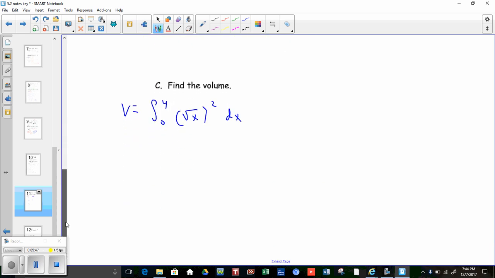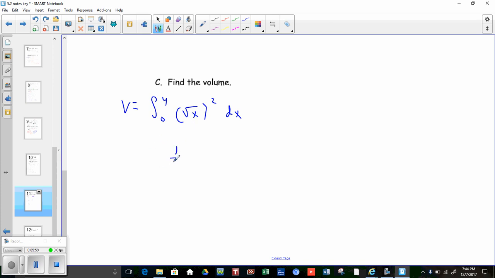Again, we're not revolving this, creating circles. We're not taking areas of semicircles or anything circular. This is the area of a square, and we're adding all those up. So root x squared is just x. The antiderivative of that would be 1/2 x squared from 0 to 4. That is 16 over 2, which is 8, minus 0. So we get a volume of 8, whatever the units are, cubed.